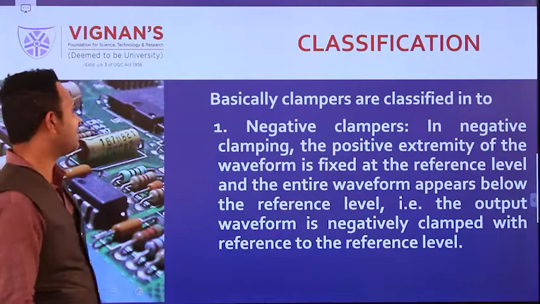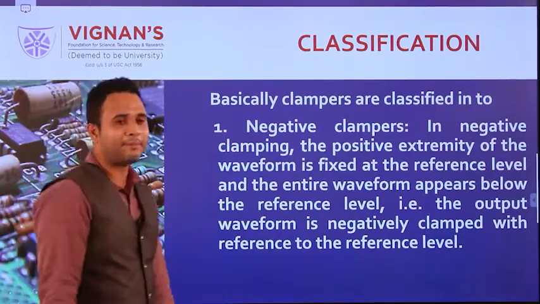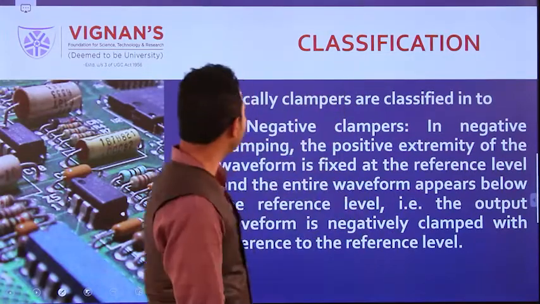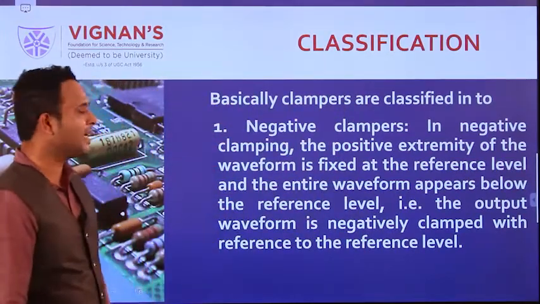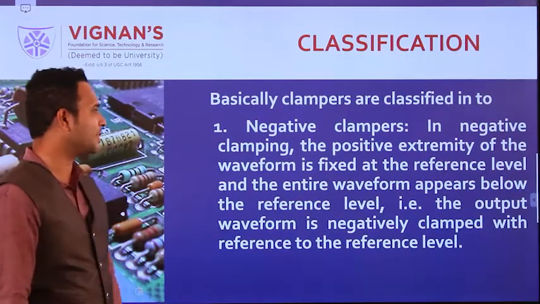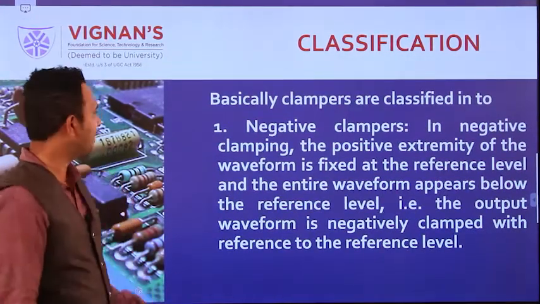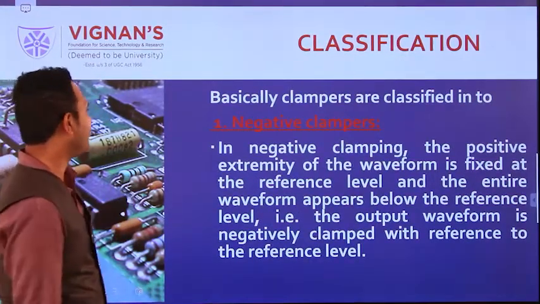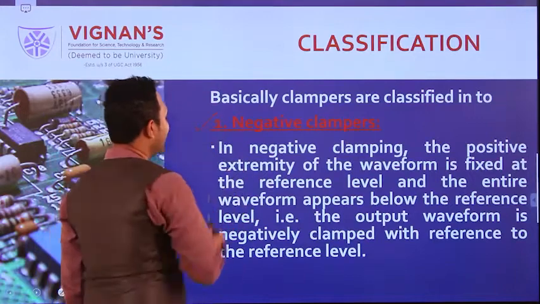Coming to the classification, clampers are classified into two types. The first one is the negative clamper and the second one is the positive clamper. We will see what is meant by a negative clamper and a positive clamper, right? First one is the negative clamper.